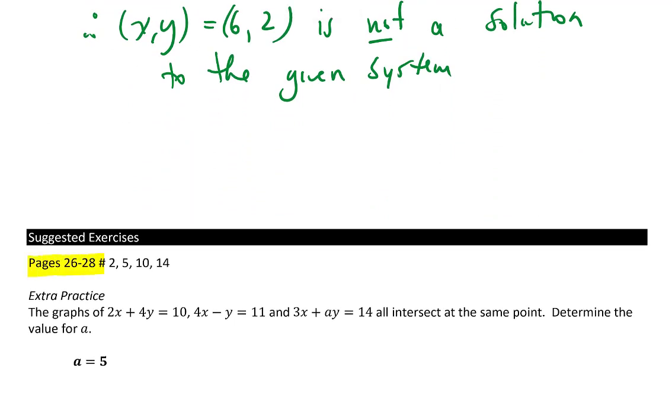Here are some questions from your book that you should try. And for those who want a challenge, I want you to tell me the value of a given that the graphs 2x plus 4y equals 10, 4x minus y equals 11, and 3x plus ay equals 14 all intersect at the same point. So what a value will make this true? So there's the a value there. I've even given you the answer, so if you've done this all correctly, you should get an a value equal to 5. Try it. Tell me how you would solve this problem.